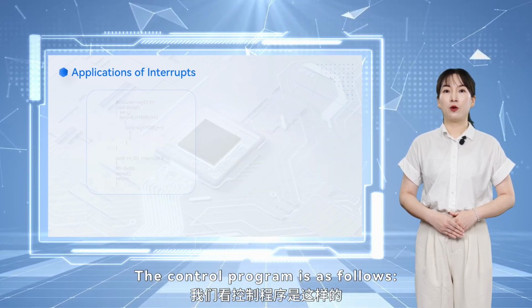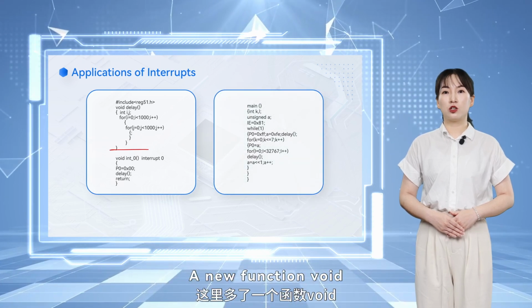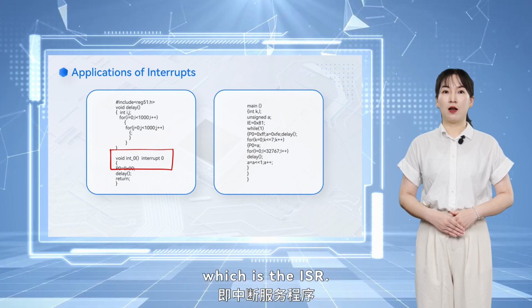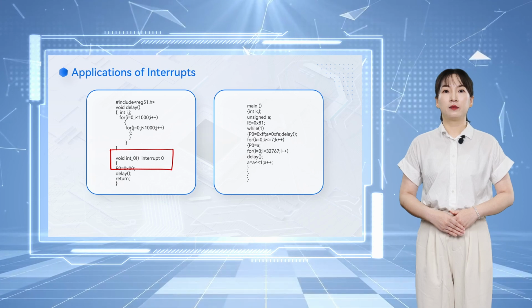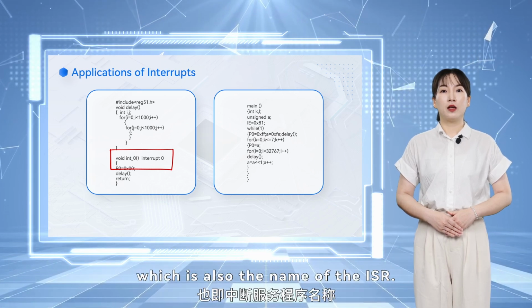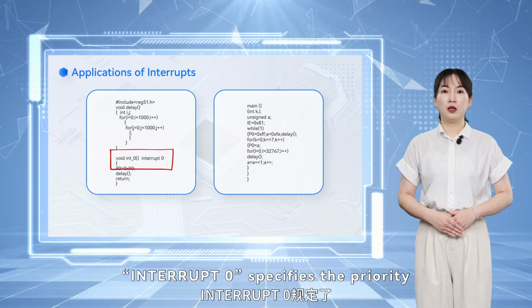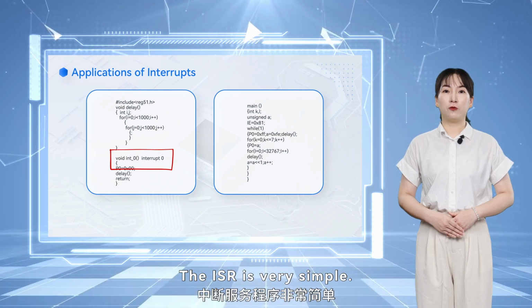The control program is as follows. The main program has not changed. A new function, void inter0 interrupt 0, has been added, which is the ISR. Inter0 denotes the interrupt type, which is also the name of the ISR. Interrupt 0 specifies the number of this interrupt source. The ISR is very simple.